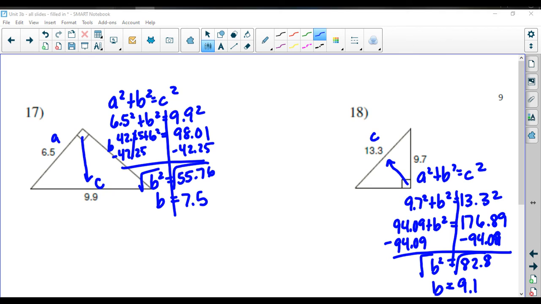So that's it. That's the end of your practice for lesson 3.2, solving for a leg.